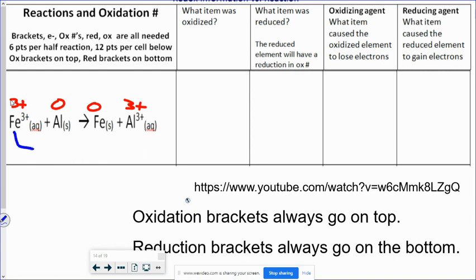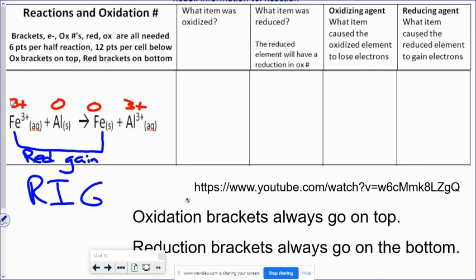Iron 3 positive goes to 0. That is a reduction in oxidation number. And then we write RED down here by this bracket for reduction, and it's RIG. Reduction is the gain of electrons, so we write gain. And how many electrons do we have to gain to go from a 3 positive to a 0? We must have gained 3 electrons to go from a 3 positive to a 0.